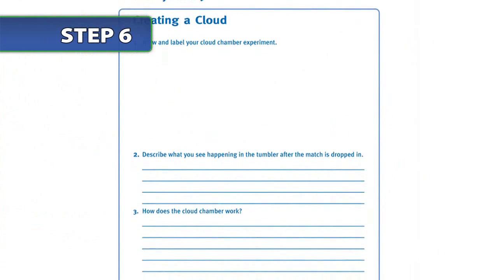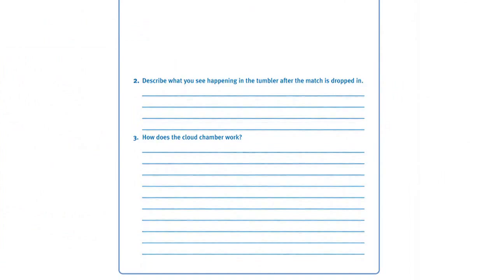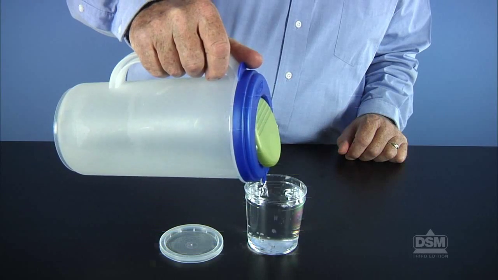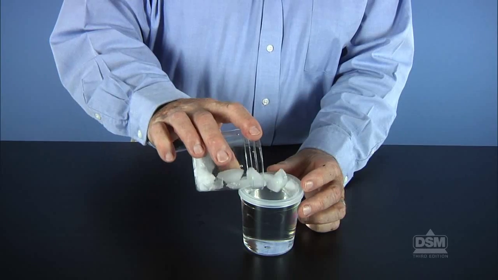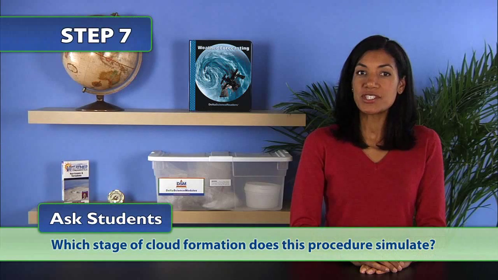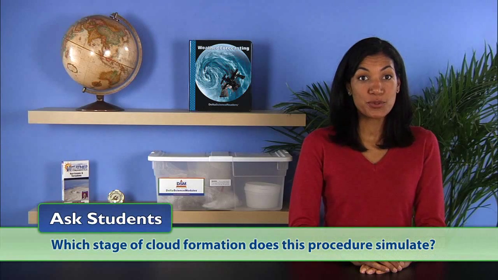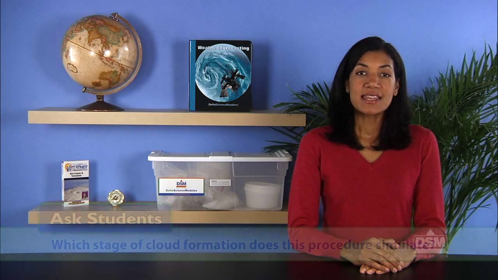Distribute Activity Sheet 9 and instruct students to come to the distribution station, fill a tumbler with warm water, put some ice on top of a lid, and then return to their work area. Ask students, which stage of cloud formation does this procedure simulate? This simulates the process of making moisture-laden warm air.